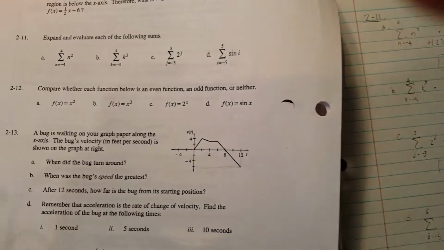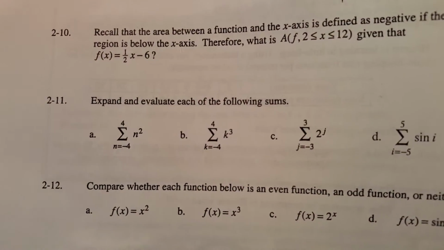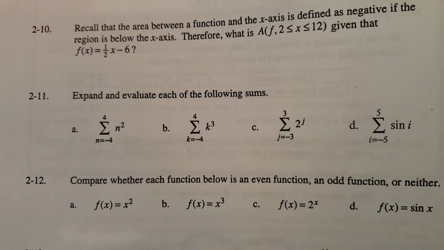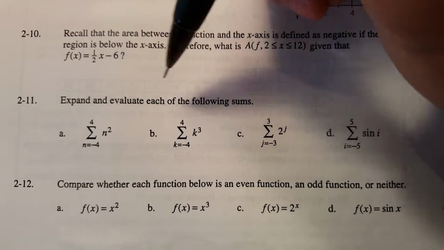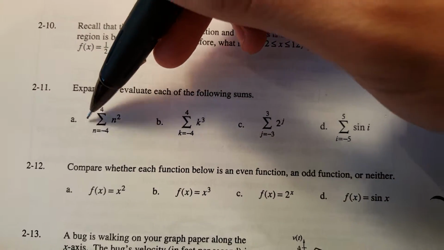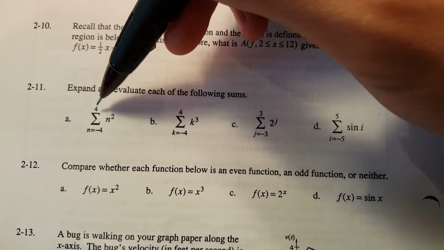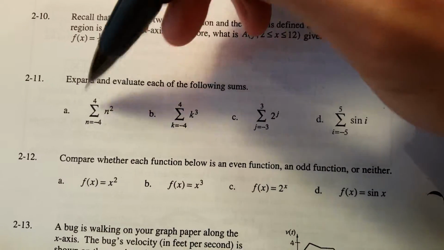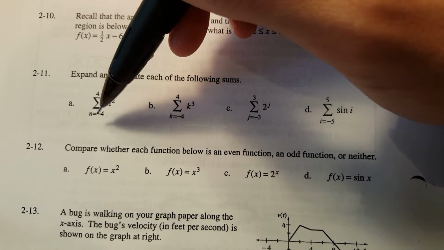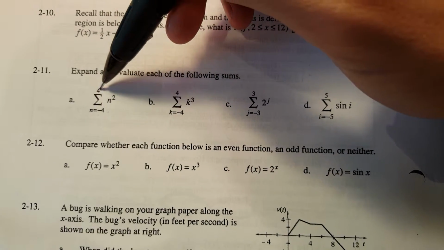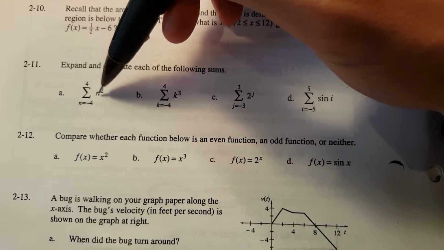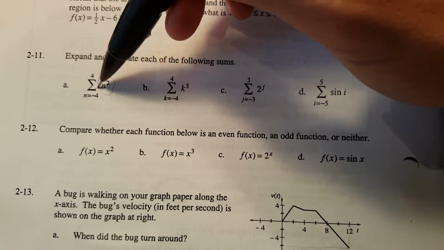Okay, so this is chapter 2, and we're going to work on number 11 here. It says expand and evaluate each of the following sums. So for this one, we have a sigma notation here with a 4 on top and n is equal to negative 4. So this means that we're going to start from negative 4 and stop at 4. Our equation is n squared.